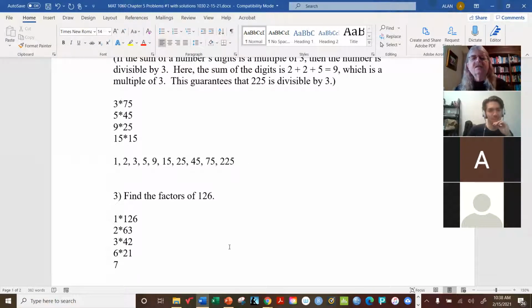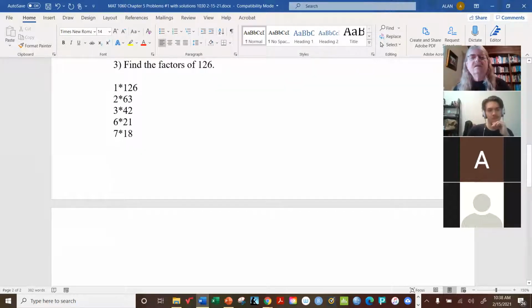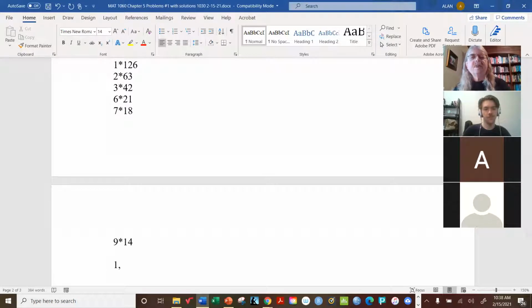7. Now you'll be shocked to discover that this number is divisible by 7. That's right. 7 times 18 is in fact 126. How about 8? Oh, no 8. But how about 9? What about 14? Yes. Now, of course, we can rule out 10, 11, 12, 13. And since we already have a 14 here, we can stop right there. So we just gather them up: 1, 2, 3, 6, 7, 9, 14, 18, 21, 42, 63, 126.